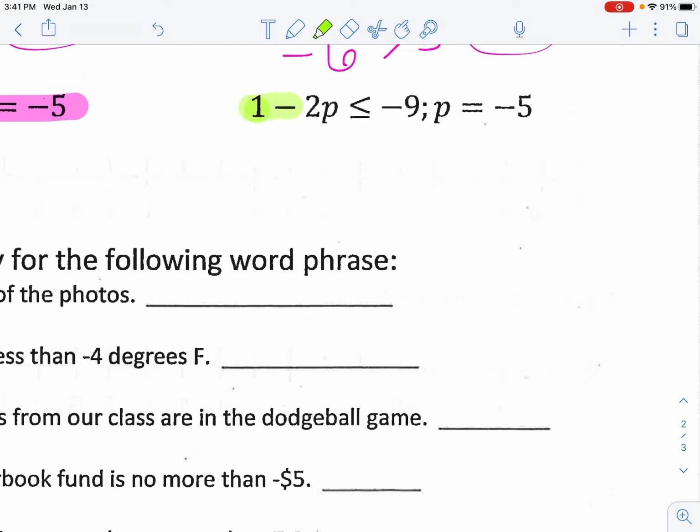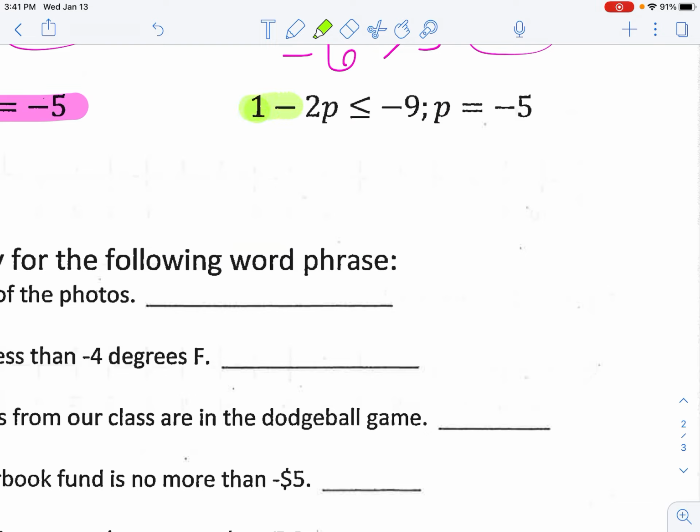So the number of photos that you are in would be greater than or equal to 8. You're in at least 8. You could be in 9, 10, 50 photos, but you're in at least 8. So you could be in just 8 or more than 8. P is greater than or equal to 8.